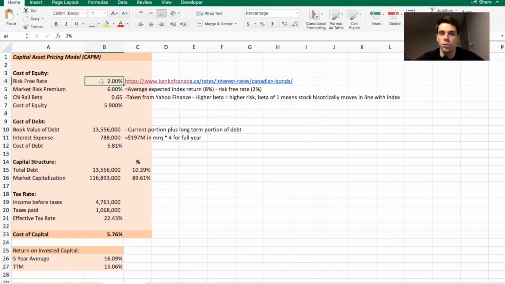Now, some people will use the 30-day treasury yield. Some people use the 10-year treasury yield. There's a bit of a debate when it comes to determining cost of equity, which one is better. But here I'm using the risk-free rate for 10-year treasury bonds.